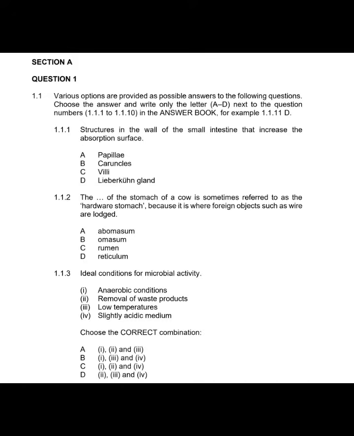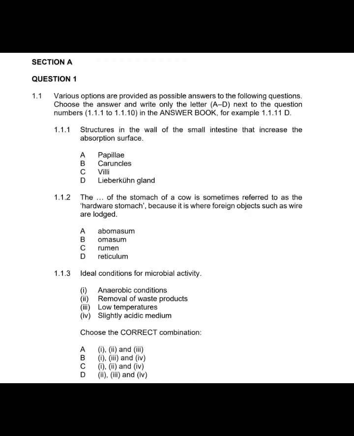1.1.1c is a villi. A villi is a microscopic finger-like projection increasing surface area for absorption. 1.1.2d is a reticulum, also known as the hardware stomach, due to its ability to trap foreign objects.